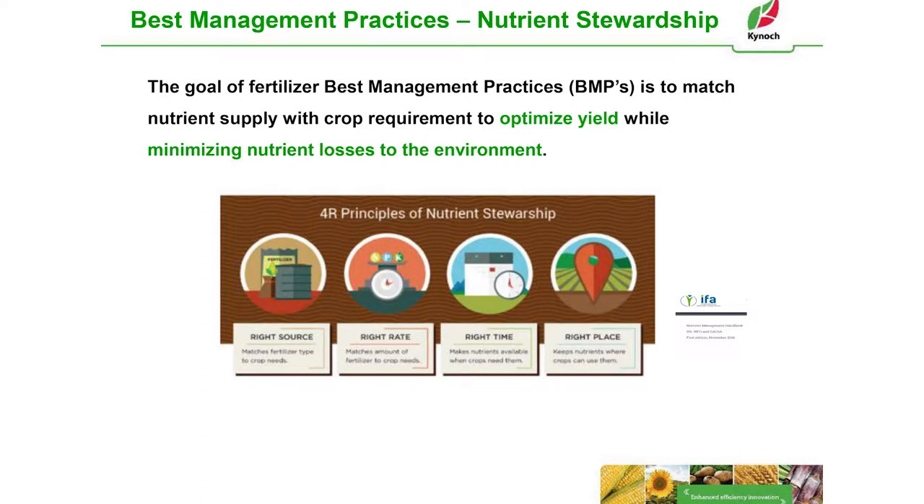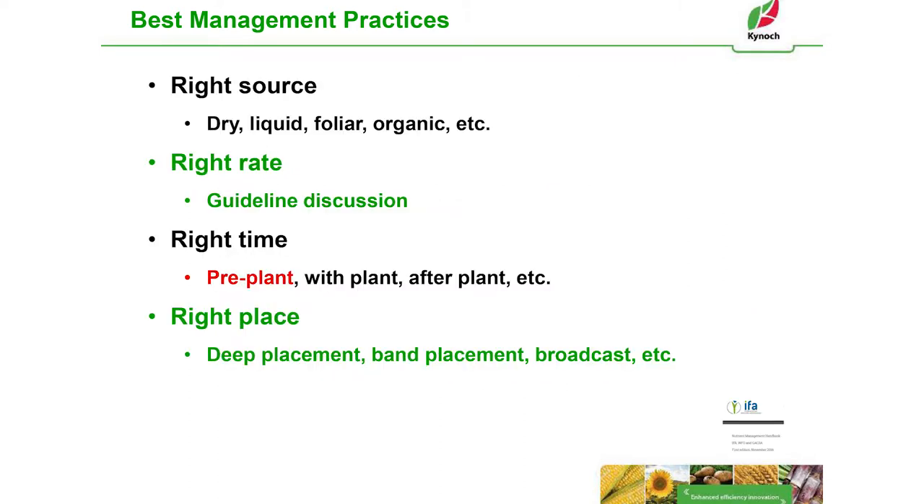Then further, there are the four R's, and I think you know these. I will just go quickly through them. We must use the right source, the right rate, the right time, and the right place. So let's look at those. The right source, are you going to use dry fertilizer, liquid fertilizer, foliar fertilizer, organic fertilizer? Which nitrogen source or carrier are you going to use? There are a lot of numerous products on the marketplace, and that's what you must decide. Use the right source for that specific farmer.